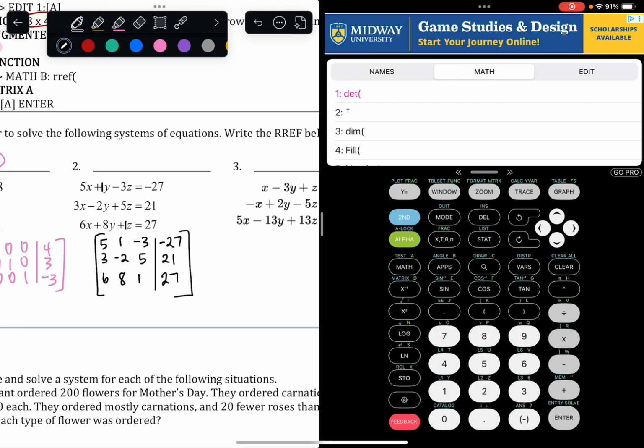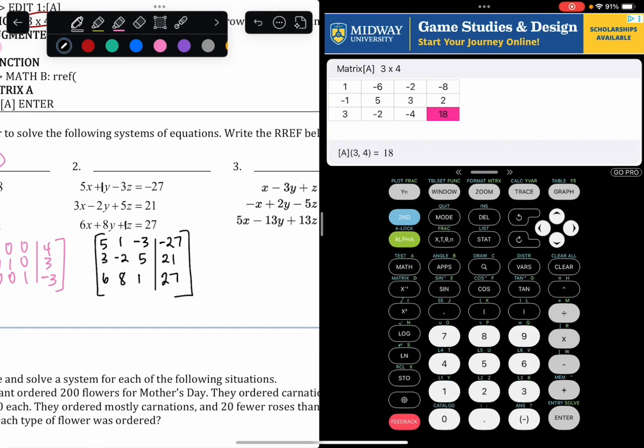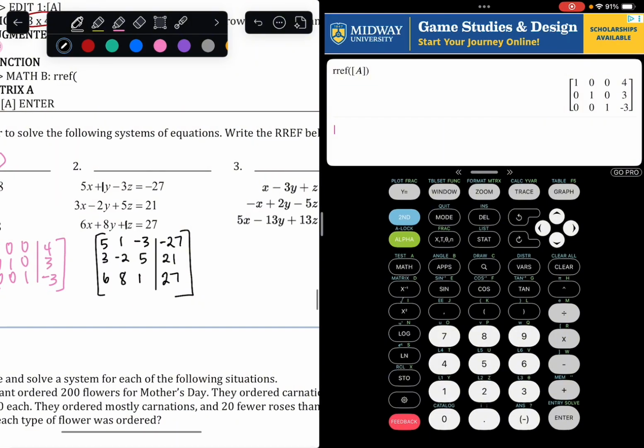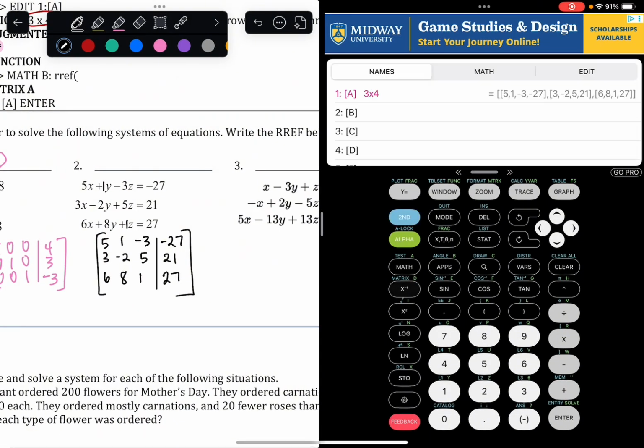Okay, so second matrix, that's kind of your home screen. Go back to edit, and then you can choose option 1 again and just override all your entries in what you just put in. So now I need a 5, 1, -3, -27, pressing enter each time, 3, -2, 5, 21, 6, 8, 1, 27. Second, quit. Otherwise, you're going to keep typing into the matrix, and you don't want to do that. So second, quit after you enter it, and then back to the matrix home screen.